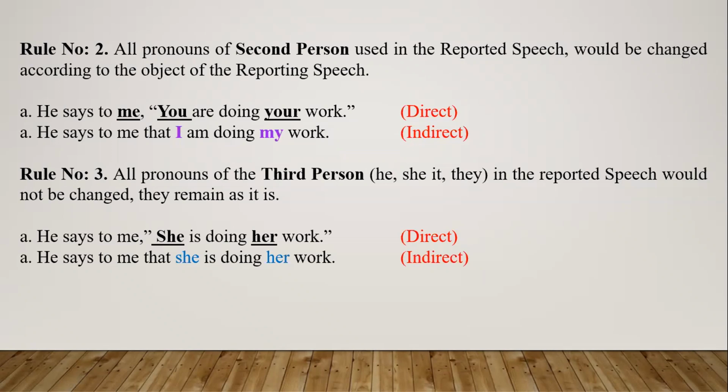Now her is actually the possessive pronoun of third person she, so we cannot change the subjective pronoun, objective pronoun, possessive pronoun, and reflexive pronoun if we have a subject like he, she, it, and they. So there is no change in third person. So this is all about change of pronoun, and we must know this before proceeding to the actual work for direct and indirect. So let's go for the second change.